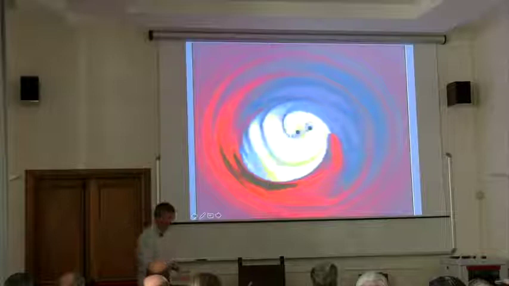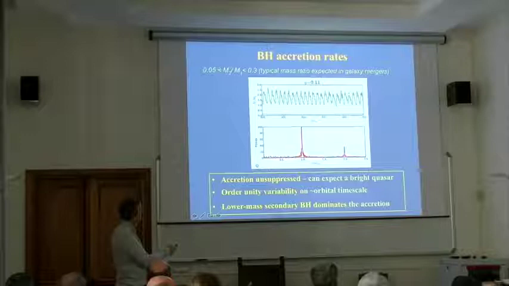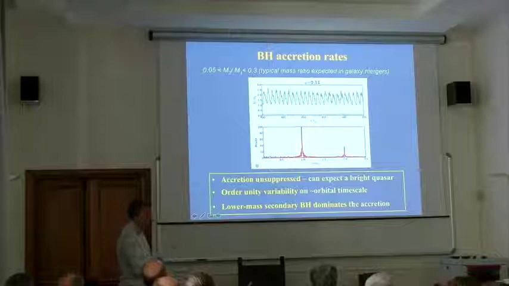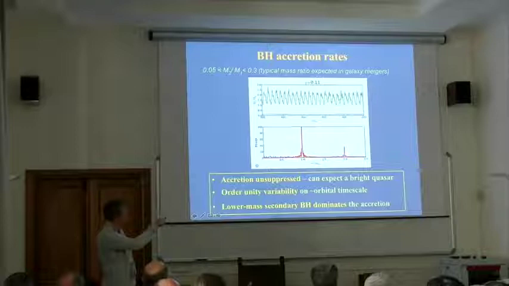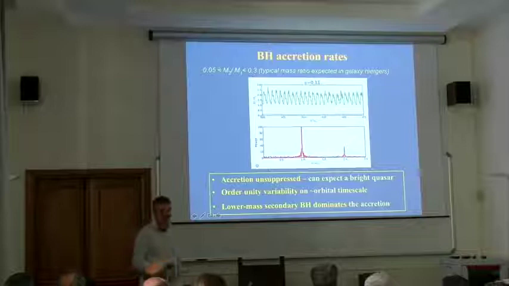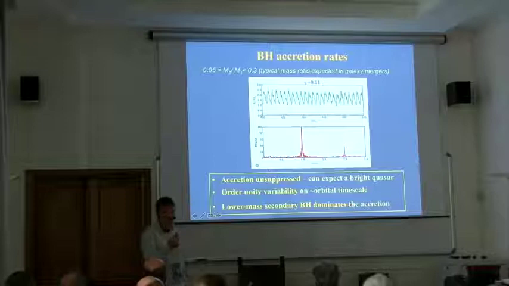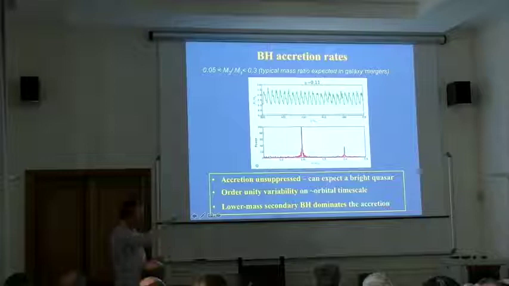So the most important thing you can extract from this kind of simulation is the accretion rates. This is a case where the mass ratio is one to 10, typically expected in merging galaxies. And this panel shows, as a function of orbit, from 400 to 425 orbits, the rate of accretion onto the lower mass black hole in green and the more massive black hole in blue. This is in units of the rate of accretion for a single black hole with the same mass. So what you see here is the lower mass black hole is basically fueled at a rate that's even higher than a single black hole would have been fueled. And it's periodic, tracking the orbit and fluctuating by 50%, order unity.